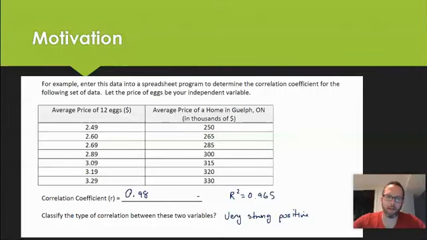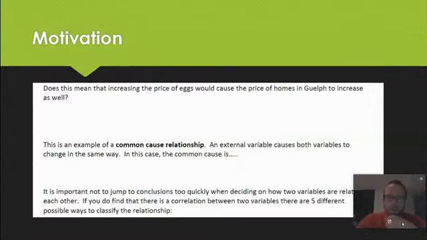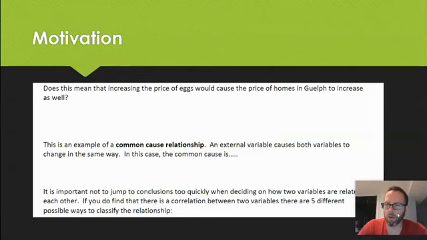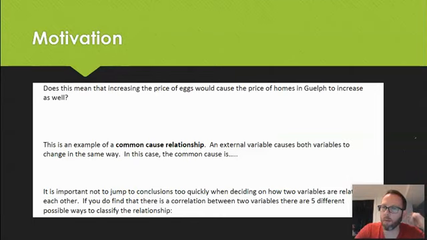So we looked at this data set, we looked at whether they're correlated, and we've seen that the price of eggs and the average price of a home are very strongly correlated. This is a very, very high correlation coefficient. So does that mean that increasing the price of eggs would tend to increase the price of homes in Guelph?